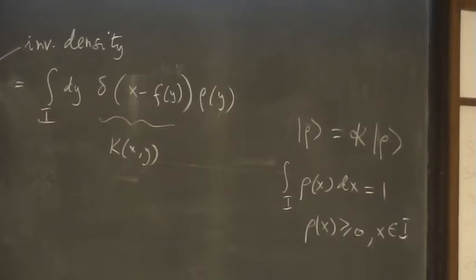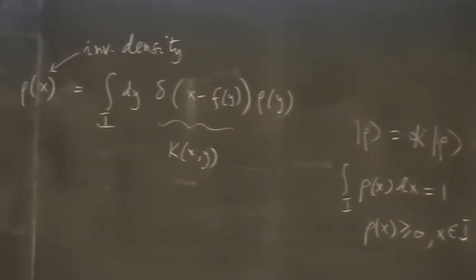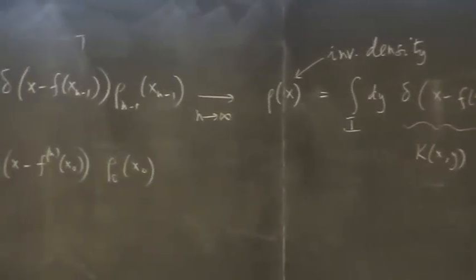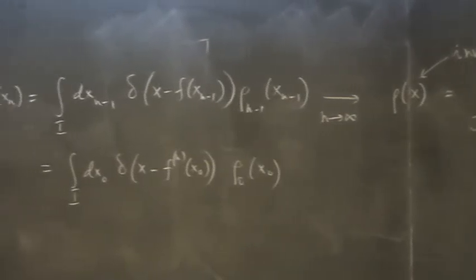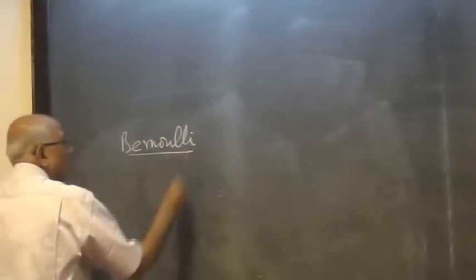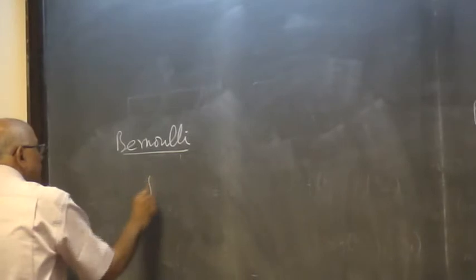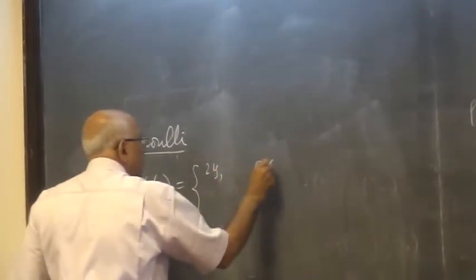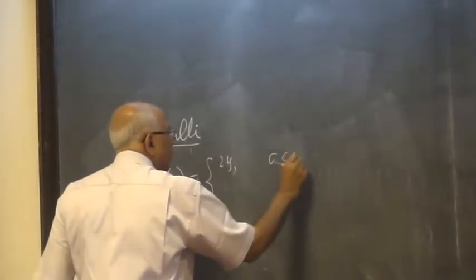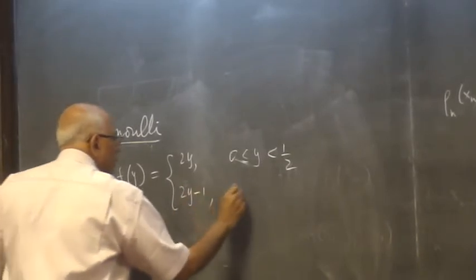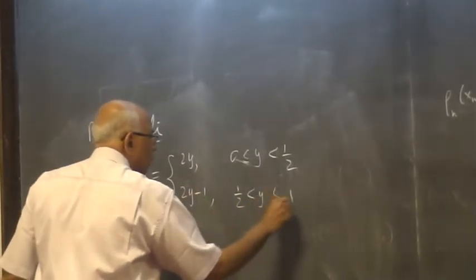Otherwise, the set of eigenfunctions of this operator are fractals. They're very complicated fractals, even for the Bernoulli map, and people have studied that in great detail. But let's see what happens for the Bernoulli map. Now, we know what f of y is. f of y equals 2y for 0 less than or equal to y less than half, and 2y minus 1 for half less than y less than or equal to 1.